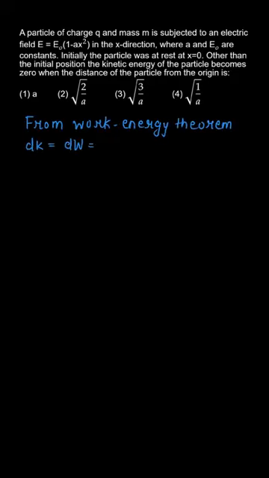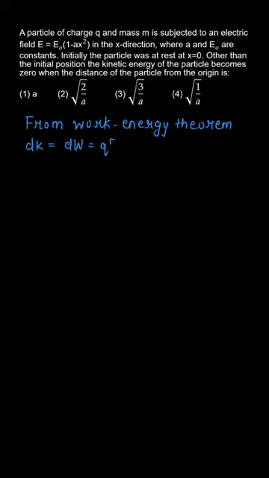Now it is acted upon by an electric field, so there will be some acceleration into it. So, other than the initial position, the kinetic energy of the particle becomes 0 when the distance of the particle from the origin is. Now, we know that the change in energy is equal to work done from the work energy theorem. So we can say that dK, that is the change in the kinetic energy, is equal to dW, that is your work done.